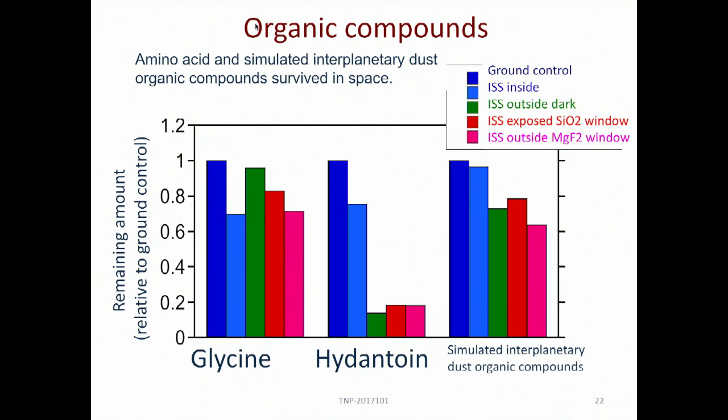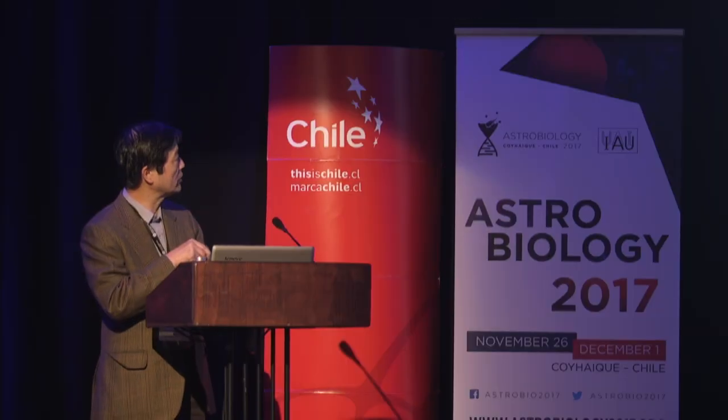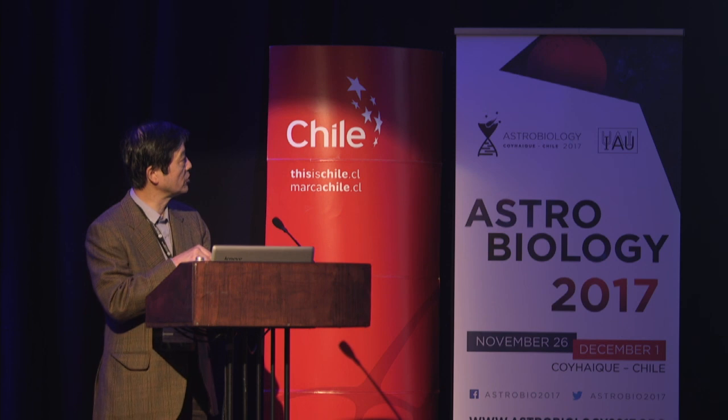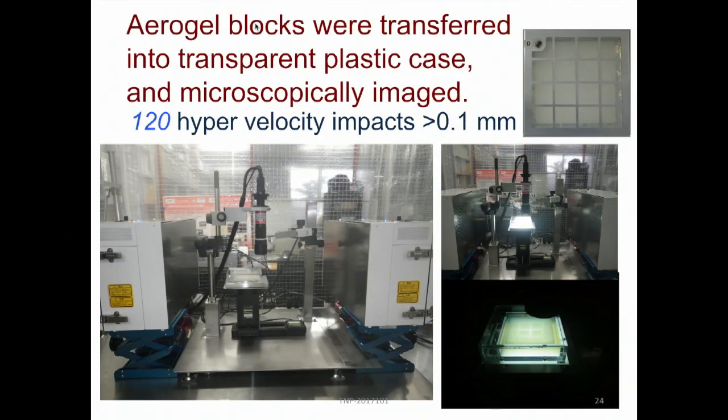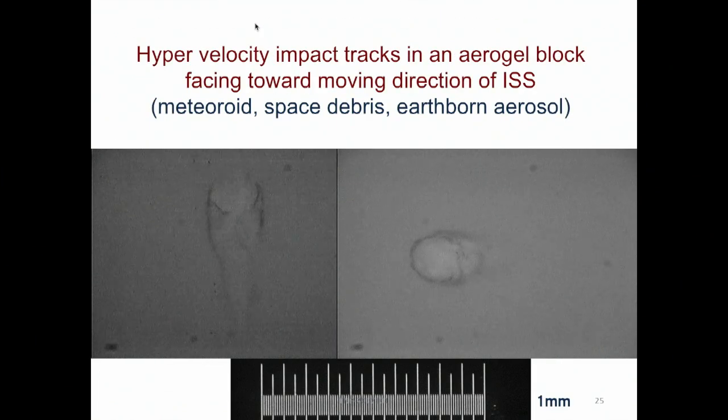Okay, and this is the initial inspection of the curation of the capture panel. The aerogel was placed in the transparent box, and they were inspected by microscope, and then we found 120 hypervelocity impact larger than 0.1 millimeter. And this is the example. This is the entrance, and you can see some tracks entering downside. And this is another example of the tracks, and there is some particles we can see at the side and the end of the track, impact track.